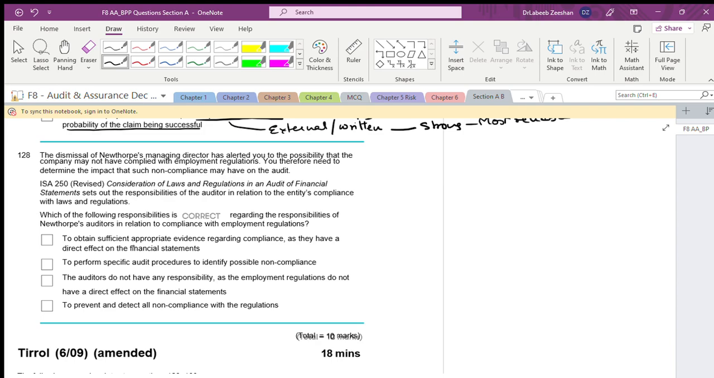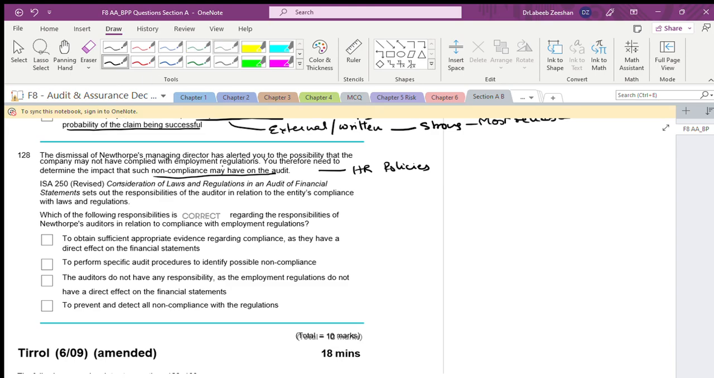The dismissal of Newthorpe's managing director has alerted you to the possibility that the company may not have complied with the employment regulations. As an auditor, you may get in doubt how a person with that stature and designation will be thrown out straight away. Then you will put some question marks. You therefore need to determine the impact such non-compliance may have on the audit. We should also know what the HR policies are, and when somebody is dismissed or resigning, whether they are complying with the rules and regulations.